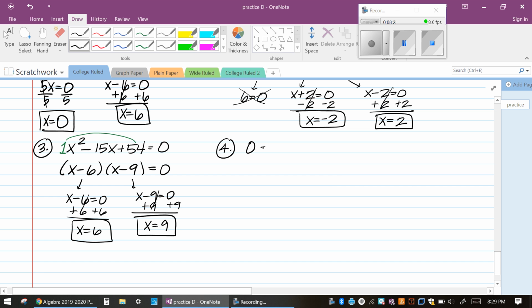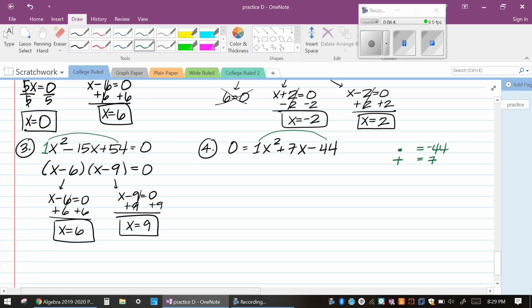Number 4 is also a trinomial with a leading coefficient of 1. Always check for GCF, but if you don't find one, you're ready to try to find two numbers that multiply to the outside, so multiply to negative 44, and add to 7. So if you haven't done so already, list all the factors of 44, starting with 1 and 44.